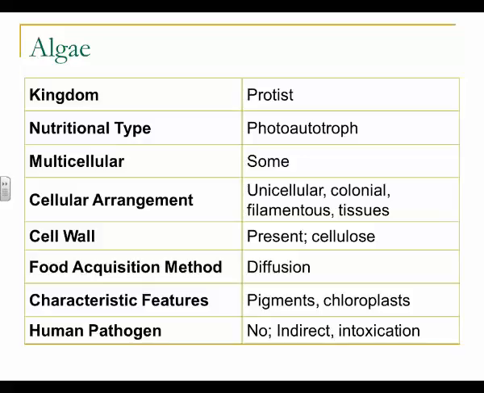They have a cell wall. It's different from bacteria in that it's made of cellulose, so more similar to plant cell wall. And they have chloroplasts similar to plants. They are not human pathogens. However, some of them can cause human disease indirectly by the production of toxins in shellfish, for example, which then, if we consume the shellfish, can make us very sick.